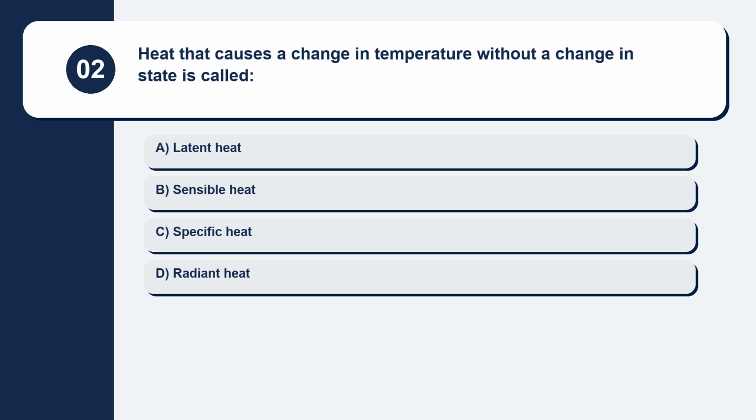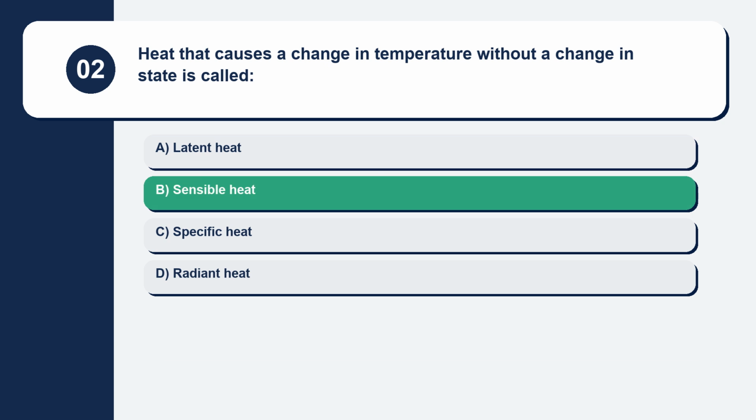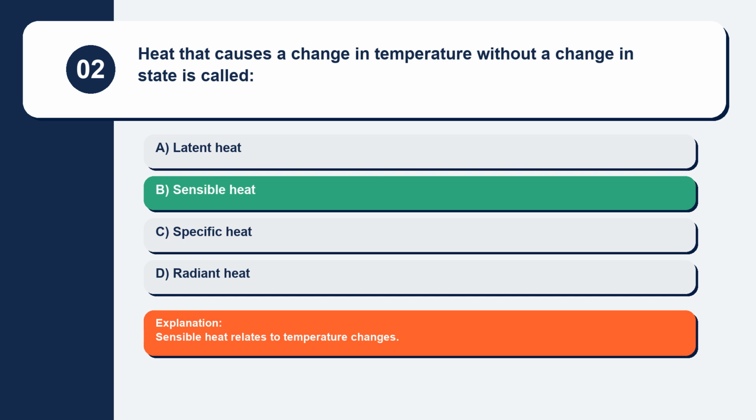Question 2. Heat that causes a change in temperature without a change in state is called: latent heat, sensible heat, specific heat, radiant heat. Sensible heat relates to temperature changes.